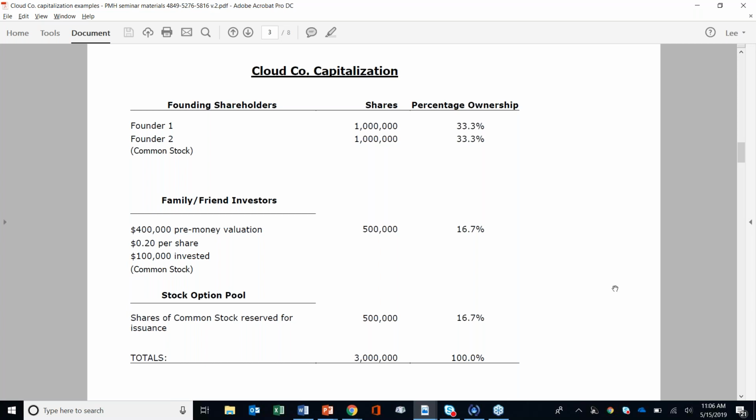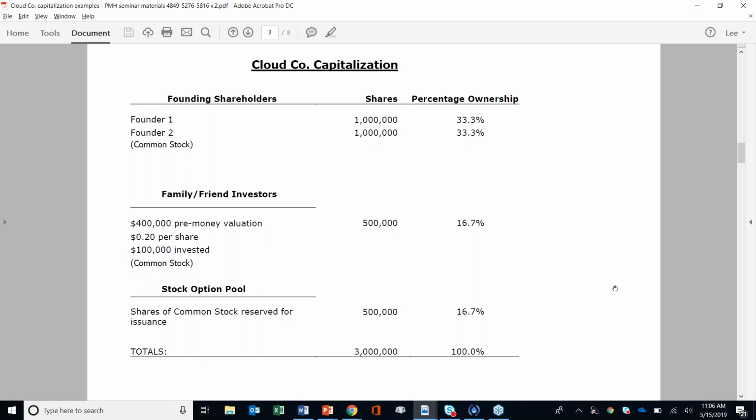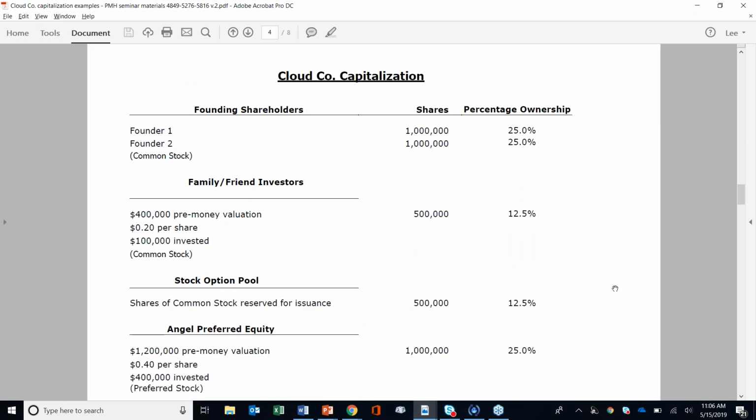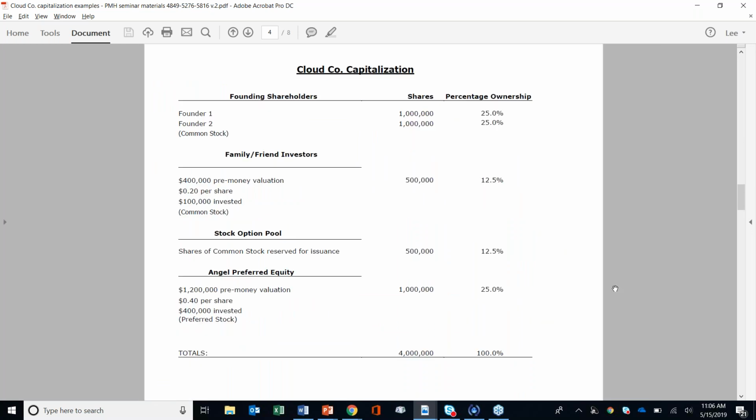So now we're about to run out of our $100,000, and we're starting to seek additional capital. We've identified an angel network that's willing to invest in the company. And you can see under this scenario that now it's been negotiated and established that the value of the company is now $1.2 million. So in this example, the value's increased threefold from the point in time that the family and friends invested. But in this situation, this angel group would like to receive preferred stock.